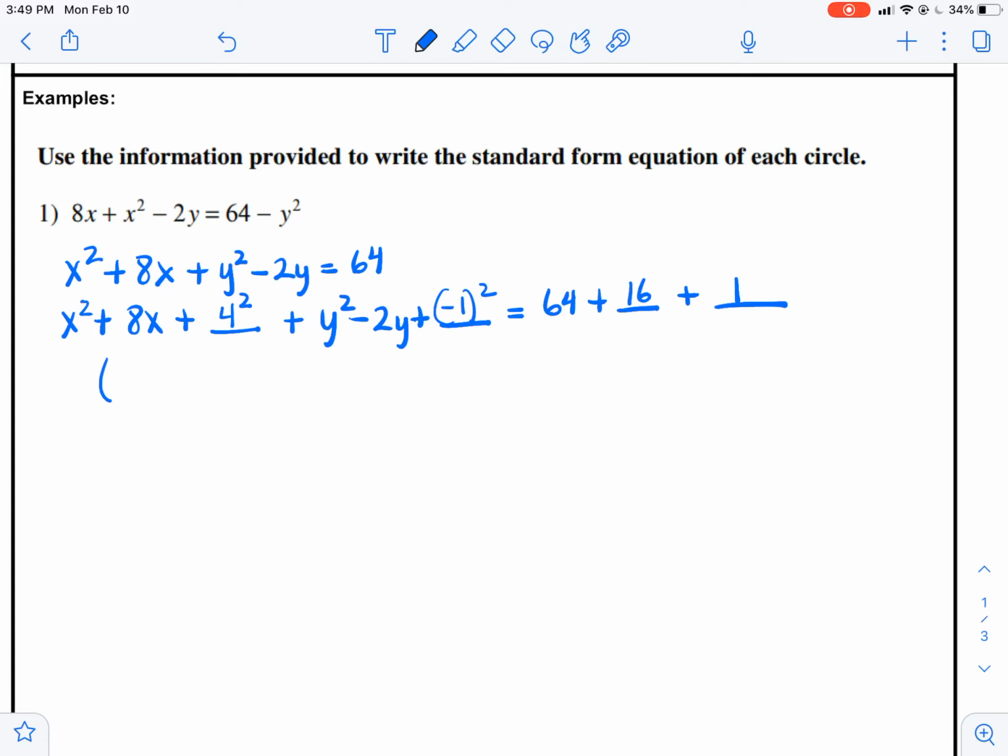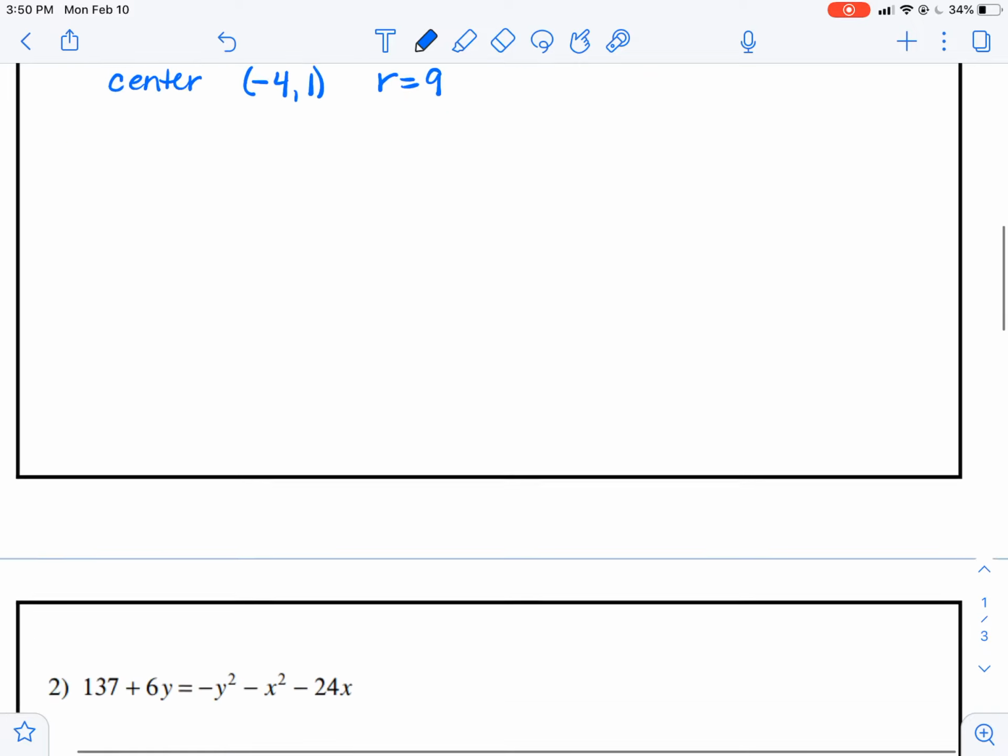So now then I've got my x as a perfect square, so x plus 4. I have my y as a perfect square, and remember its sign is minus this time. And then I'm going to add and combine over here. So it looks like, what is that, 81? Okay. And so when I look at my center here, it would be a negative 4, 1 with a radius of 9. Okay. I'll do one more for you.